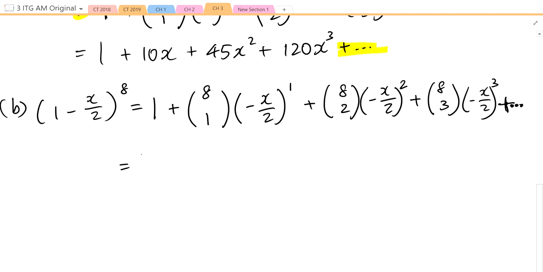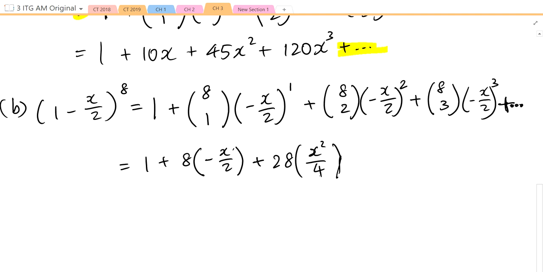Any more questions? Okay, so 1 plus 8 times negative x over 2. From here on, it is just simple mathematics. You just need to be very careful with it. Okay, what is 8 choose 2? Or practice with your calculator. 8 choose 2. How much? 28. Now, here, negative x over 2 we square it. What do I have inside my bracket? Still negative.